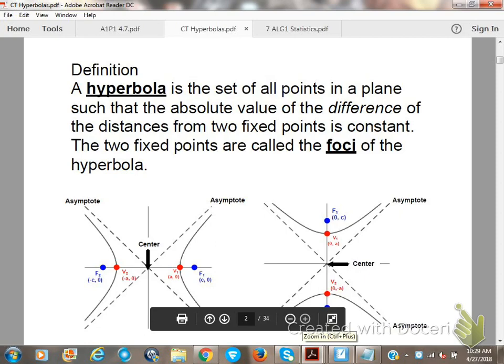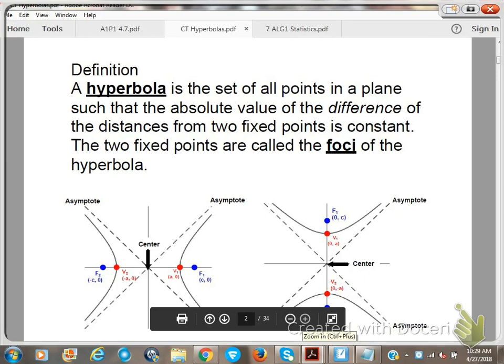This one over here, since the vertices and the foci are on the horizontal line, and it's opening left and right, is what we'll call a horizontal hyperbola. And this one, since your foci and vertices are on the y-axis, and it's opening up and down, is what we'll call a vertical hyperbola.